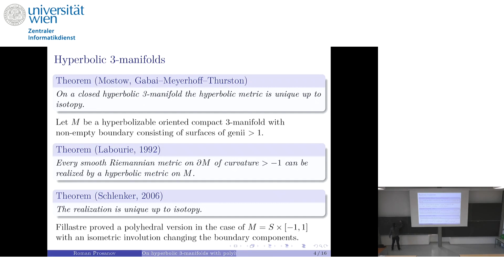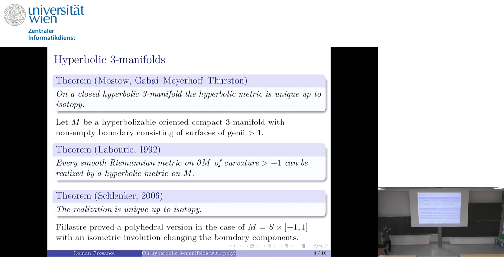So, an interval bundle over a surface. François proved an analog of those theorems for polyhedral boundary in this topological case, and also with an additional geometric condition: there is an isometric involution changing the boundary components. So under this condition, you are prescribing basically not two metrics, but only one metric, the same from both sides. And if such an isometric involution exists, it means that such a manifold contains a totally geodesic embedded surface, which provides a very convenient system of coordinates to work with.